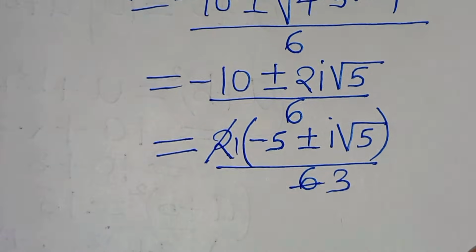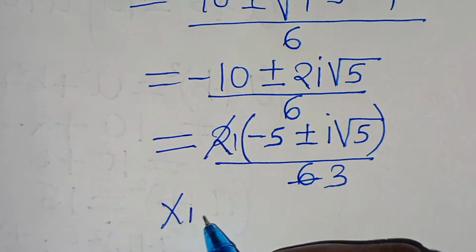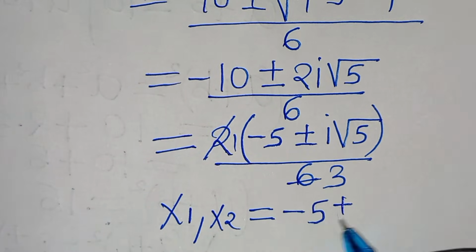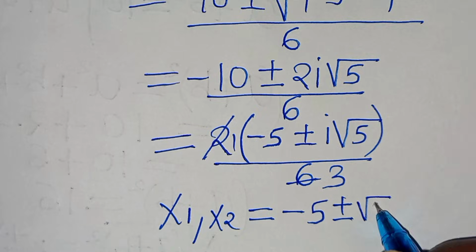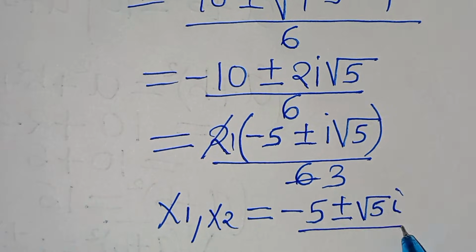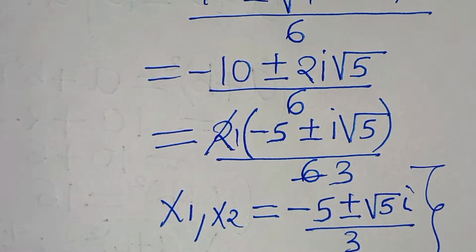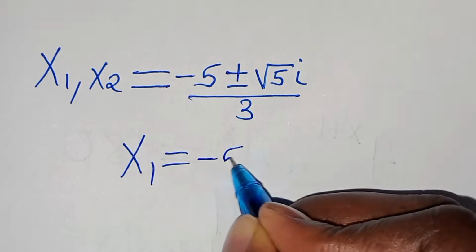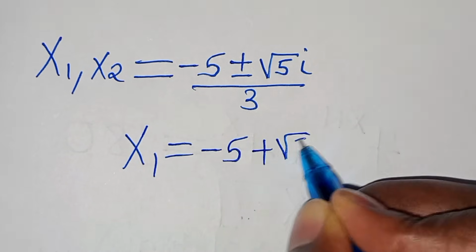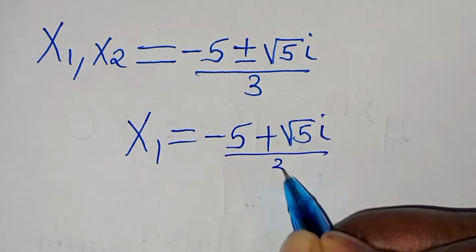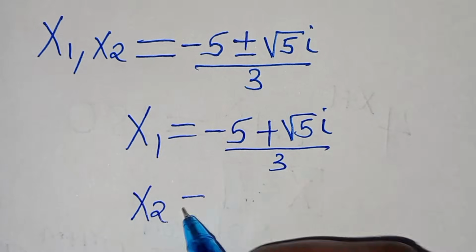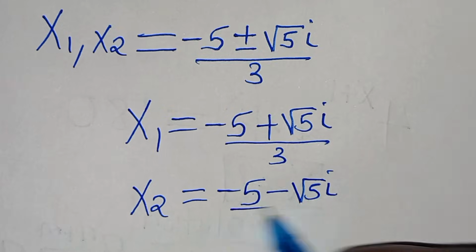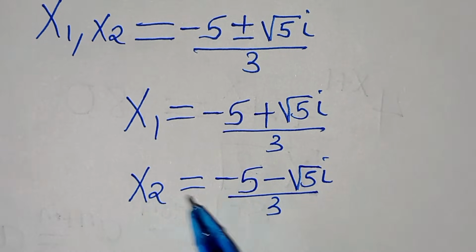So therefore, we have that x1, comma x2, this is equal to minus 5 plus or minus square root of 5i divided by 3. Now this implies that x1 is equal to minus 5 plus square root of 5i divided by 3. And we have that x2 is equal to minus 5 minus square root of 5i divided by 3. So these are the values of x1, x2.